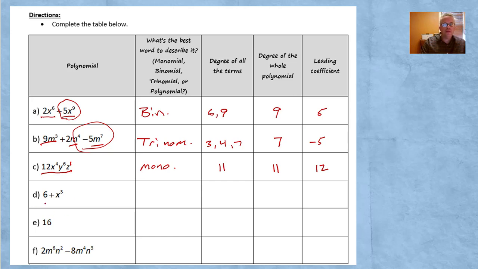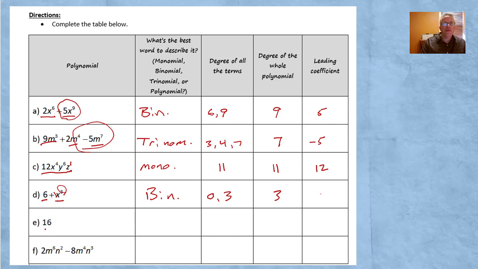All right, take a look at this one. The terms are separated by pluses or minuses, so this one has two terms. This one is a binomial. The degree of a constant, a number by itself, is 0. It doesn't have a variable part at all, so the exponent is 0. This one has exponent 3, so that's the degree of that term. So the degree of the whole thing is 3. The coefficient of this term is 1. Since there's no number in front of it, we can think of it as 1 times x cubed.